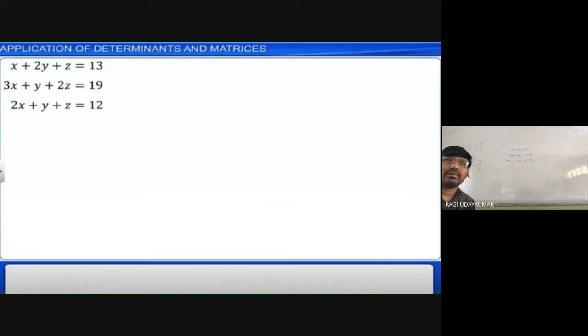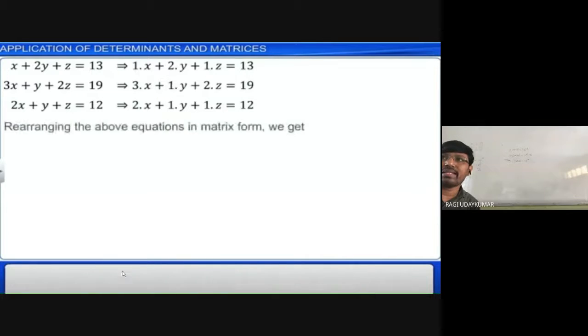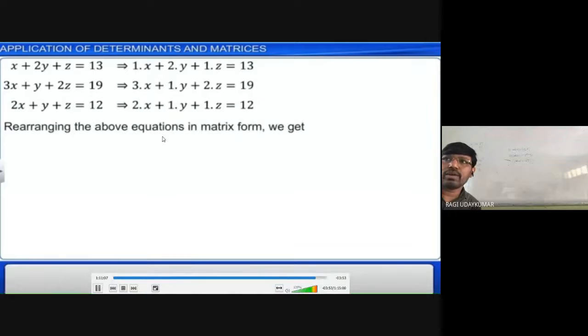Like that, here the equations are taken with A1, A2, A3, B1, B2, B3. This you have to write in the matrix form. Rearranging the above equations, what is the coefficient matrix we will get here? Rows: 1, 2, 1; 3, 2, 2; 1, 1, 1, 2, 1. Then X, Y, Z equals 13, 19, 12.